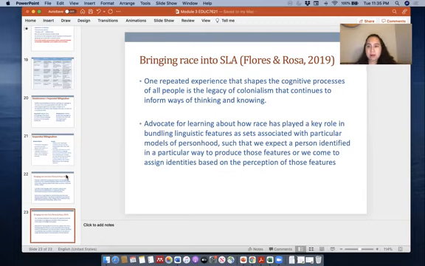So for this module, in your activity, you will be reviewing the theories as well as engaging with the claims from Flores and Rosa in conversation with the aforementioned theories. Well, good luck finishing the activity and take care.